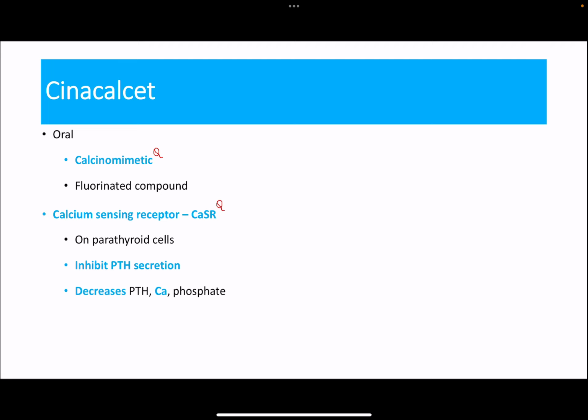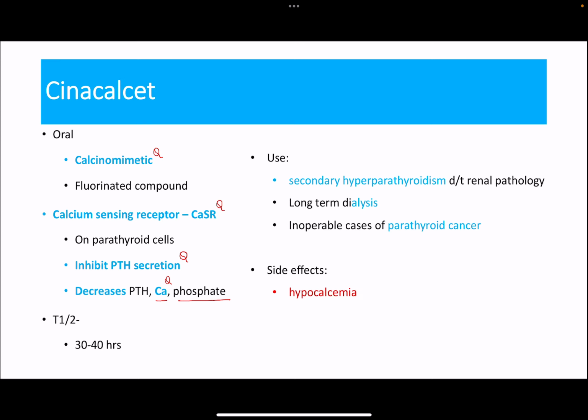Basically it is going to inhibit the parathyroid hormone secretion, please remember, and thereby decreases the parathyroid hormone itself, as well as calcium and also phosphate. The half-life of Cinacalcet is around 30 to 40 hours. So let's move on to the uses and adverse effects.